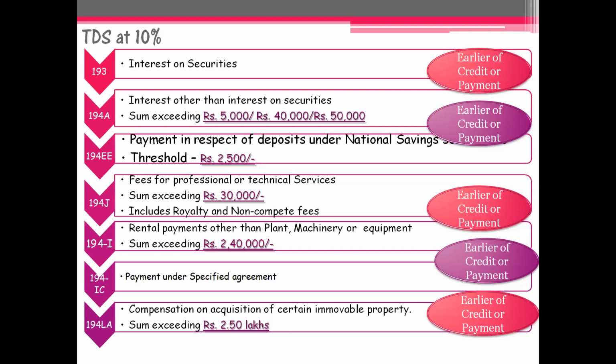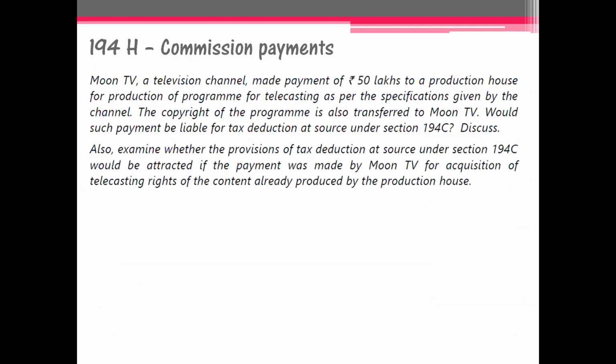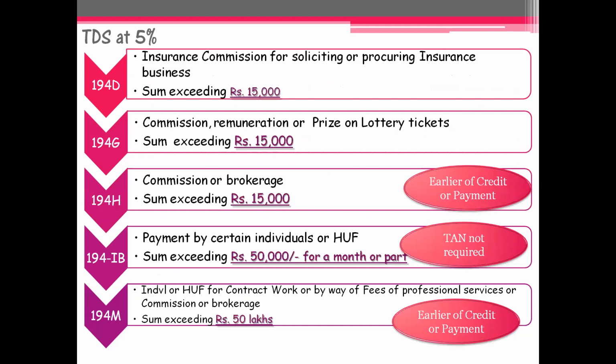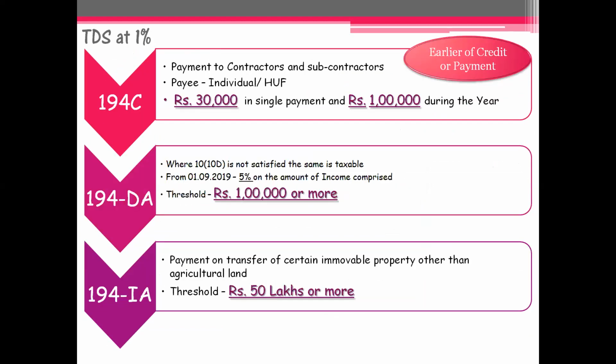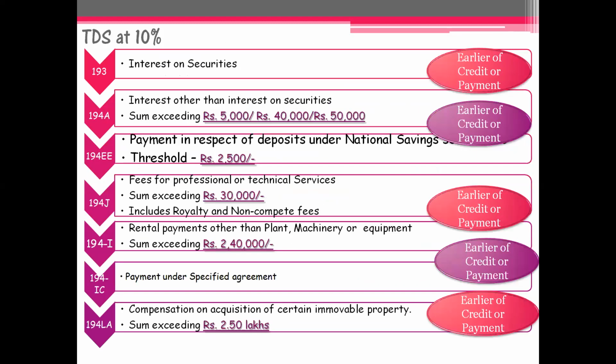Next is 194LA, which is compensation on acquisition of certain immovable property. This is where, when we were talking about the other section at 1%, we were talking about payment on transfer of certain immovable property other than agricultural land. Wherever there is a compulsory acquisition, that gets covered under 194LA, and the limit here is much lower than what was there. It is only 2.5 lakhs.